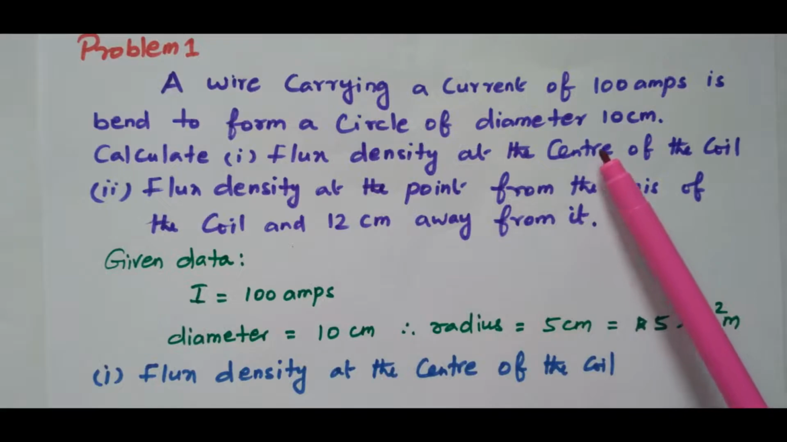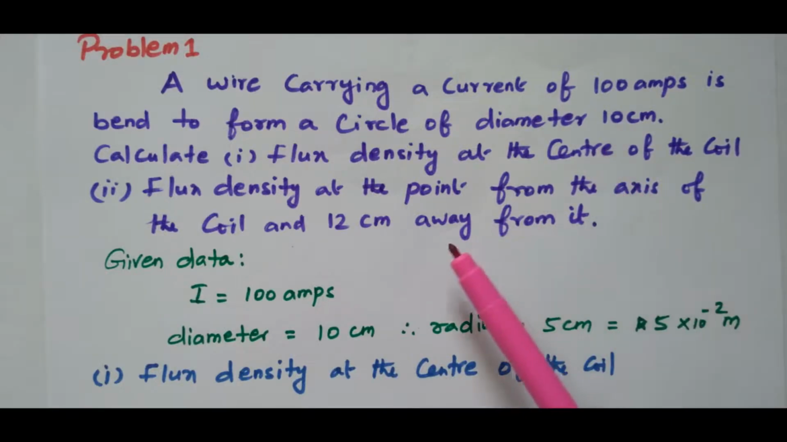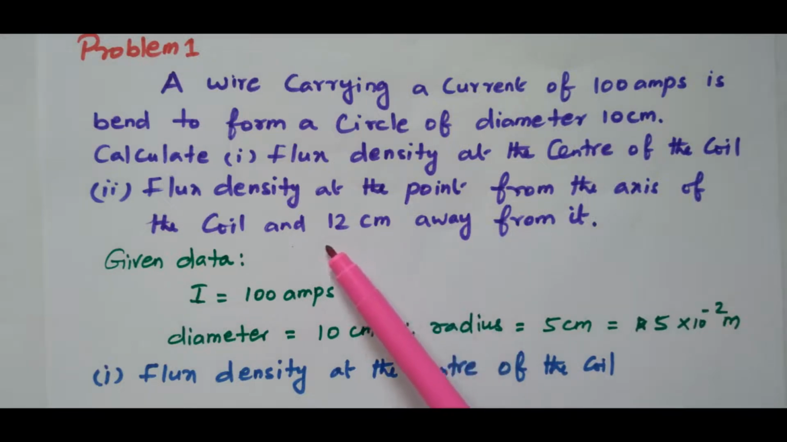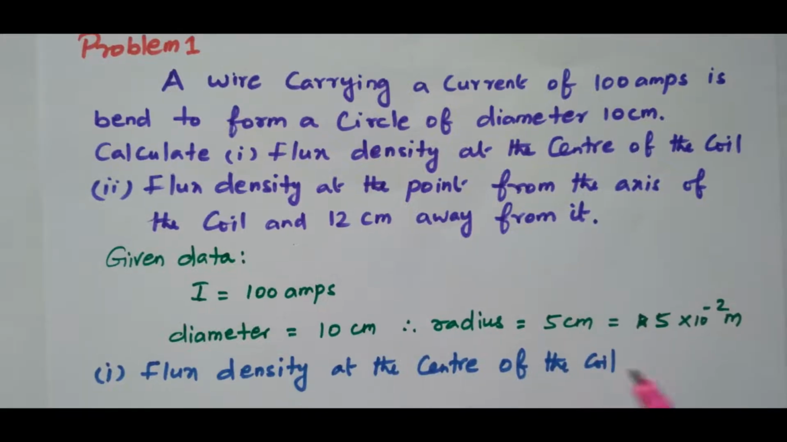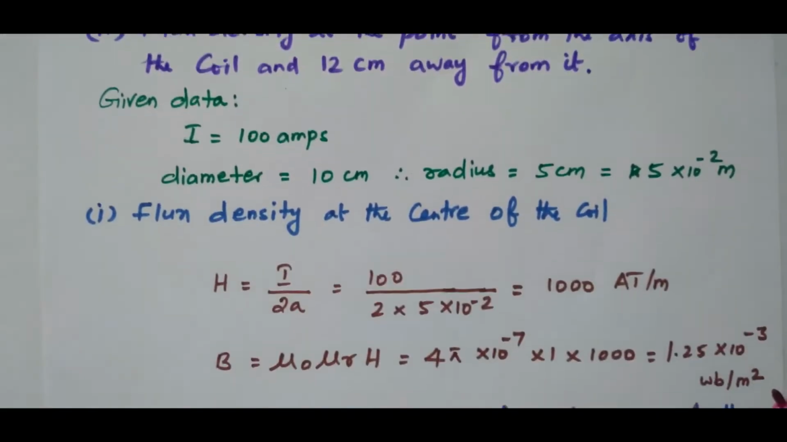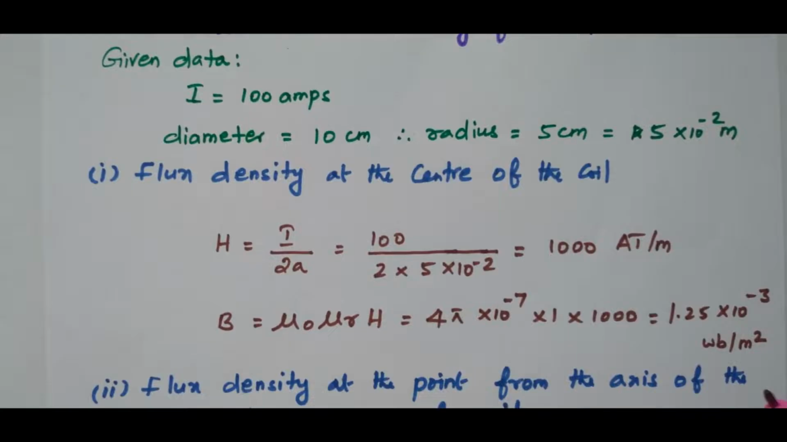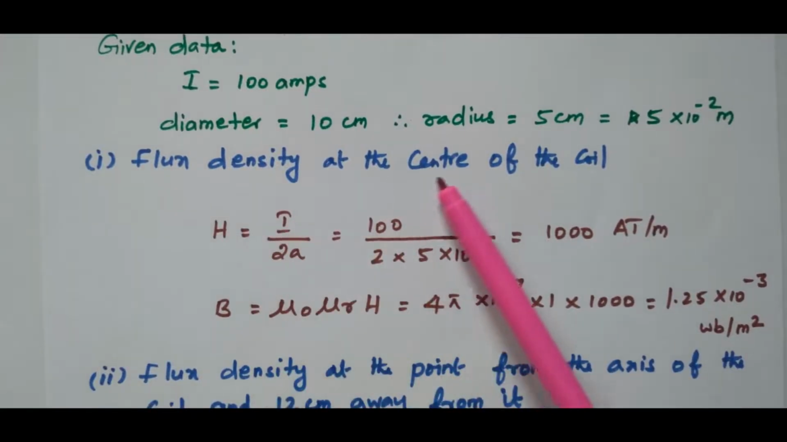So first one is based on the center of the current loop. Height is 0. Second one based on the height. Height is 12 centimeter. Right? So the current and radius is given. Now we'll go to the first division. Magnetic field intensity at the center of the coil.